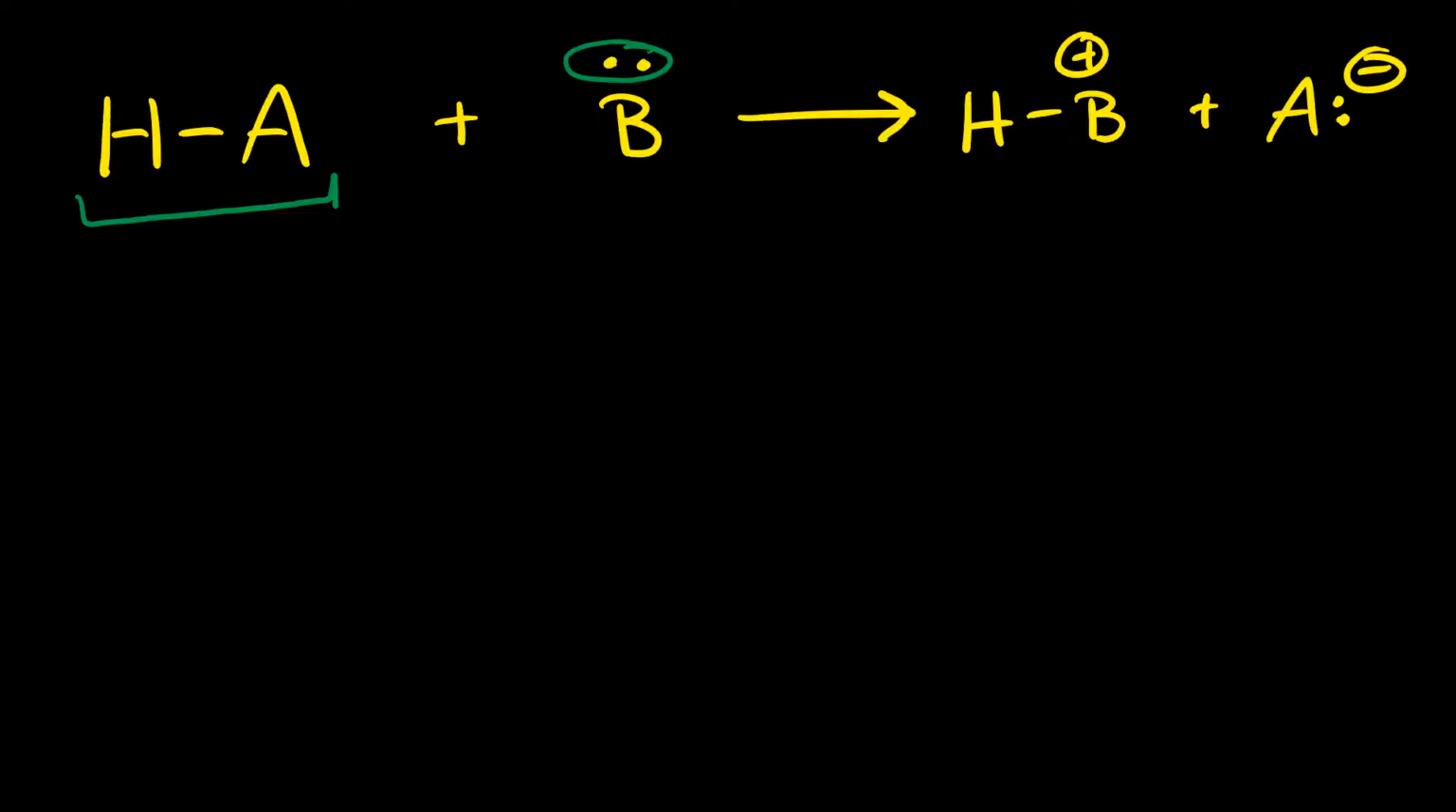And during the course of the reaction, notice that the bond between H and A is broken, and the bond between H and B is formed, right? And you also end up with a negatively charged conjugate base. So we're going to take a look at how all of these steps happen. So let's take a look at what's actually going on here during the course of this reaction. The lone pair on the base is actually what initiates the entire process as far as we're concerned.